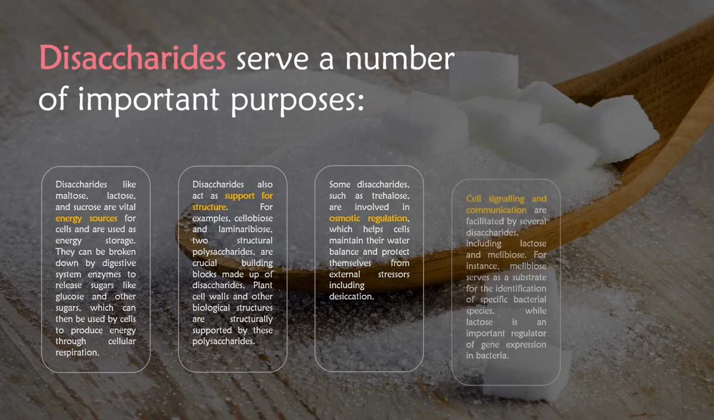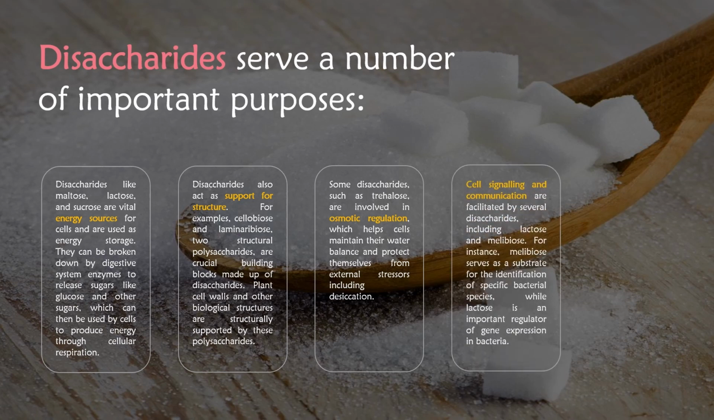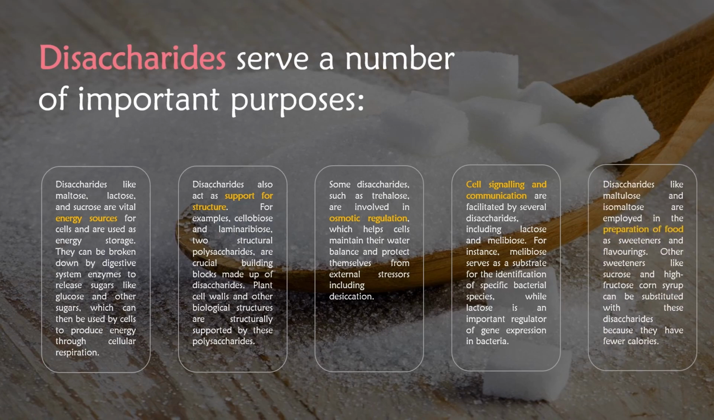Cell signaling and communication are facilitated by several disaccharides, including lactose and melibiose. For instance, melibiose serves as a substrate for the identification of specific bacterial species, while lactose is an important regulator of gene expression in bacteria. Disaccharides like maltulose and isomaltose are employed in the preparation of food as sweeteners and flavorings. Other sweeteners like sucrose and high fructose corn syrup can be substituted with these disaccharides because they have fewer calories.